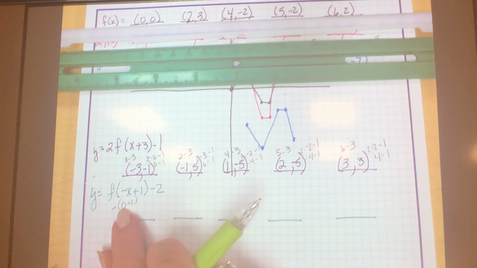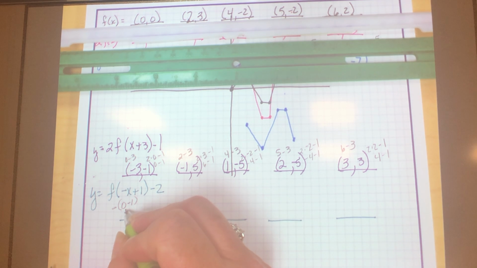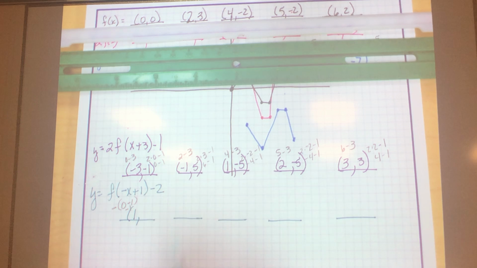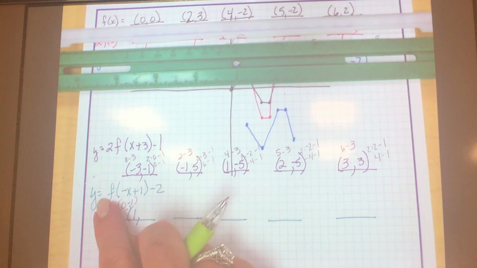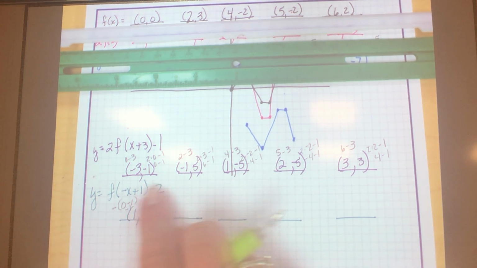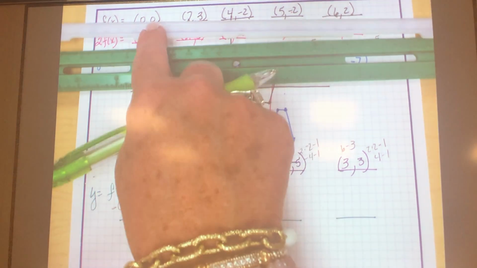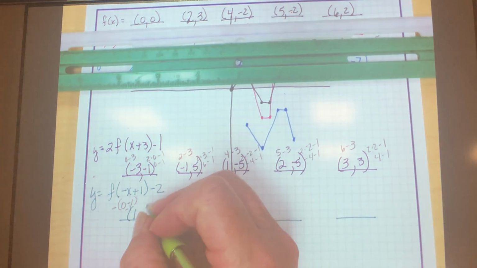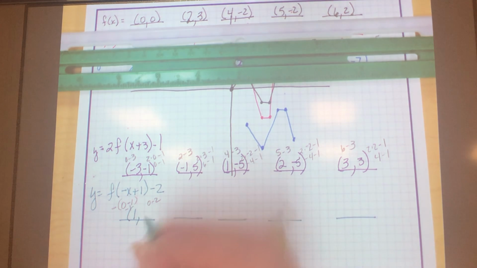So, what is 0 minus 1? Negative 1. What's the opposite of -1? 1. Okay, look at the y's. There's nothing out front, guys. All you're doing is minus 2. So there's my y, 0. So I'll go 0 minus 2 is what? -2.